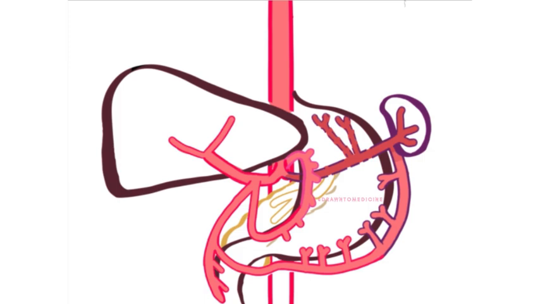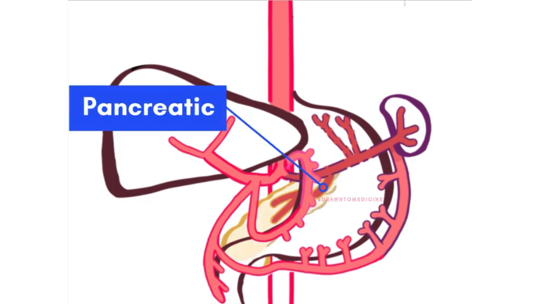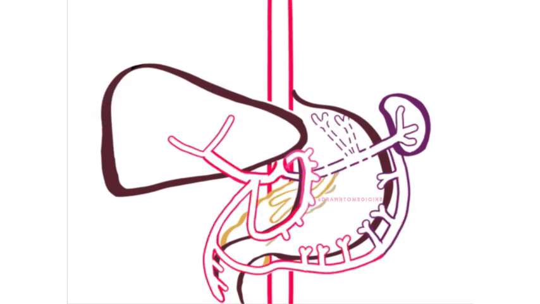So now our final remaining branch coming from the splenic artery is our pancreatic branches, which are going to help supply our pancreas. So now let's just have a quick recap.